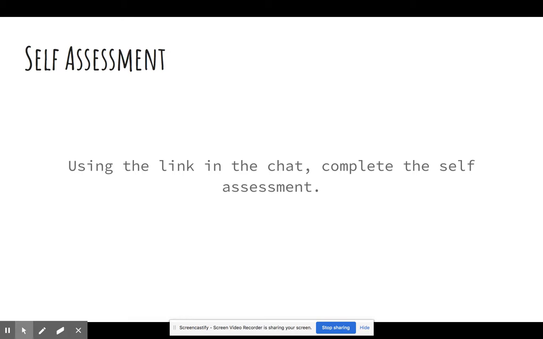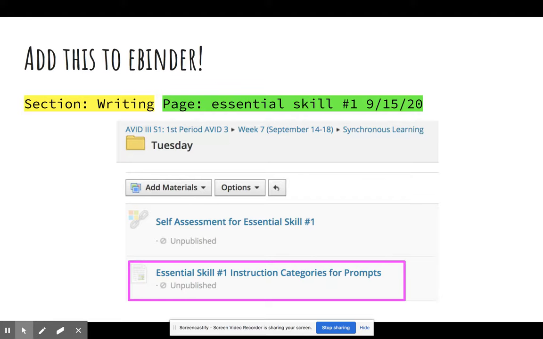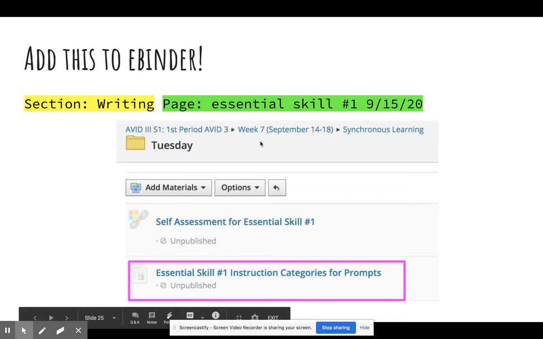All right, I posted the link in the synchronous folder for Tuesday, and I want you to make sure that you fill that out. Also, you need to add this document to your eBinder in the writing section for the page for today. This is essential skill number 1, instruction categories for prompts. So you're going to download this from Schoology and then upload to your eBinder page.